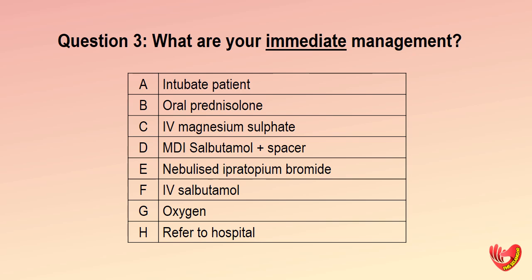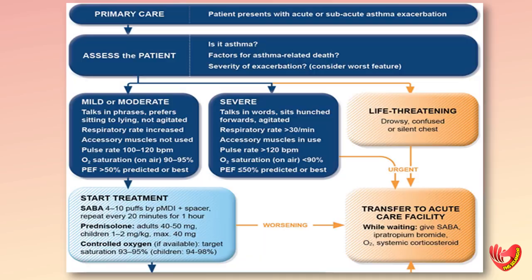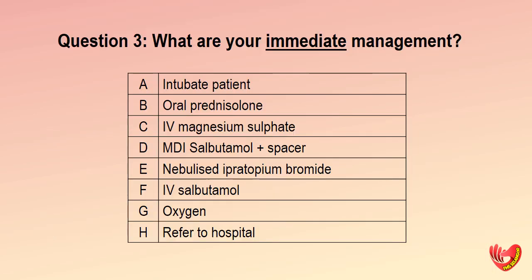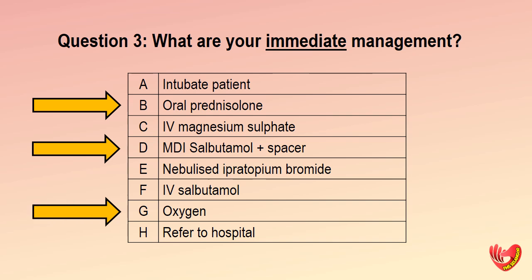Question 3. What is your immediate management in this case? Based on the GINA guideline, for mild to moderate cases, we need to start them on MDI salbutamol with spacer, oral prednisolone, and oxygen therapy. Hence, the correct answer for question 3 will be MDI salbutamol with spacer, oral prednisolone, and oxygen therapy.